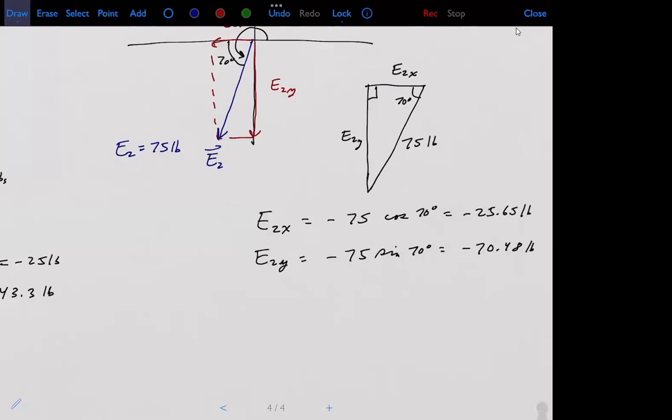So E2, I'll just write it in unit vector form. It'll be negative 25.65 i hat minus 70.48 j hat. The other way you could do this is you could make a table, right? And you could keep track of the x components and y components. Remember, there's multiple ways of adding these vectors together.